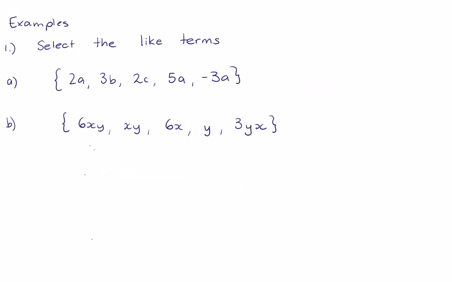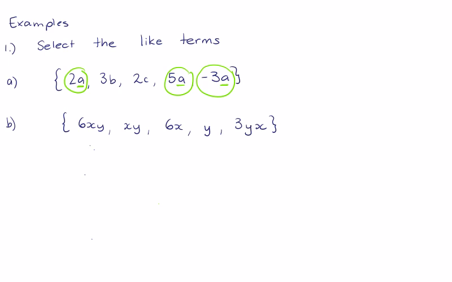So first example is fairly straightforward. Select the like terms. In the first one, we want to find anything that's got the same letter. So we've got a 2a and a 5a, so they are like. Oh, and we've got the negative 3a as well. I forgot that one. It doesn't matter what number's in the front. It doesn't matter whether it's positive or negative. You are only checking that letter part, what we call the pronumeral.